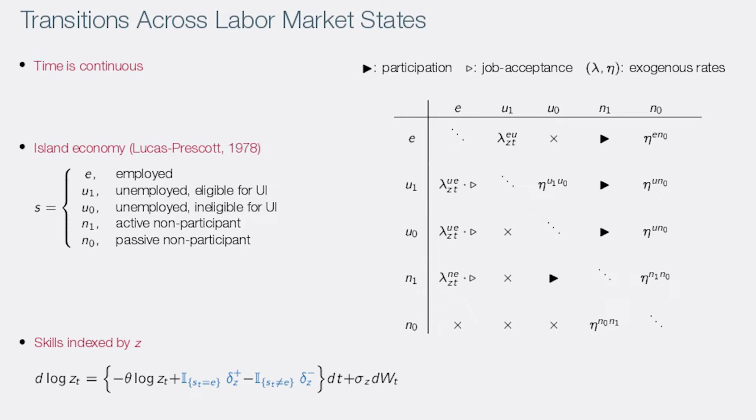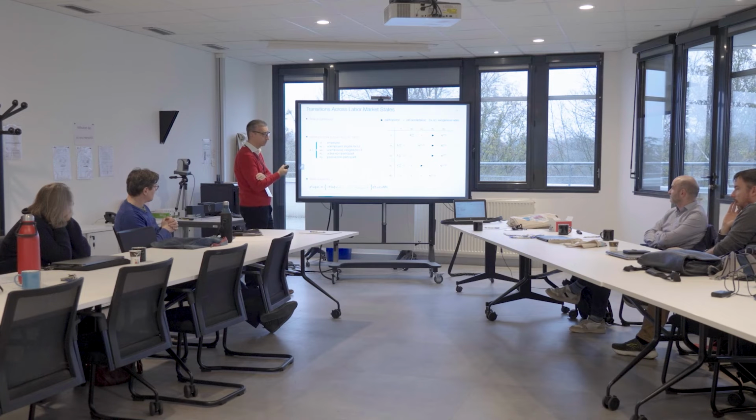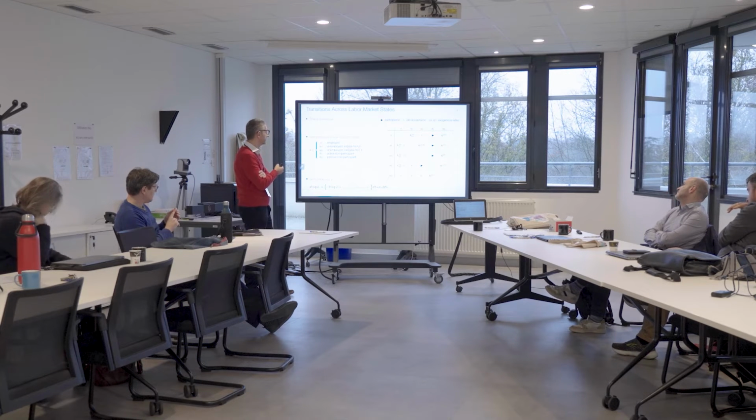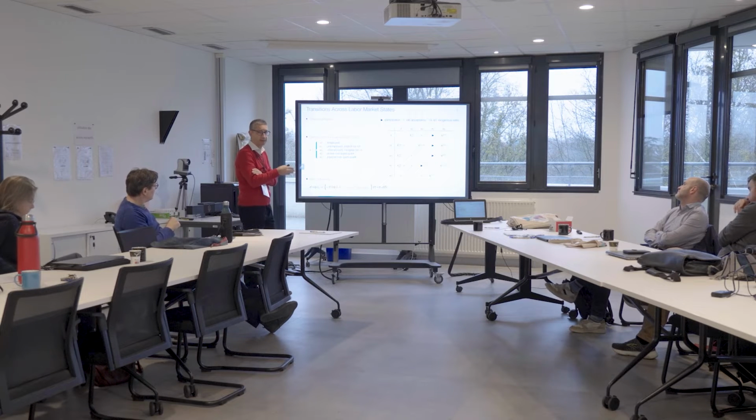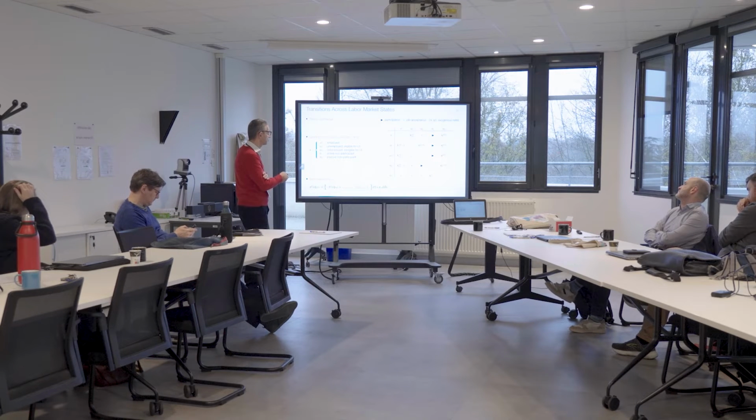So the lambdas represent the rate at which job offers, if you like, or job opportunities arrive to individuals. As you can see, they're indexed by Z, and Z is the skill of the individuals, which means that they're heterogeneous across skills, and that's baked into this exogenous function.